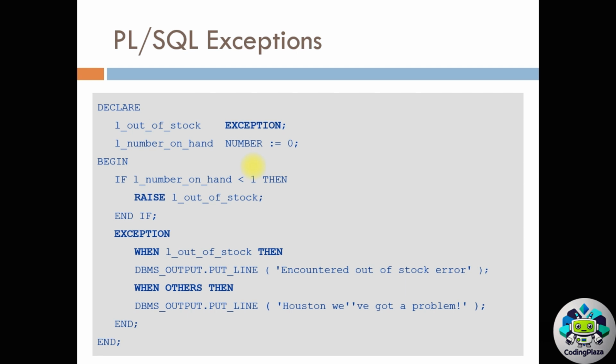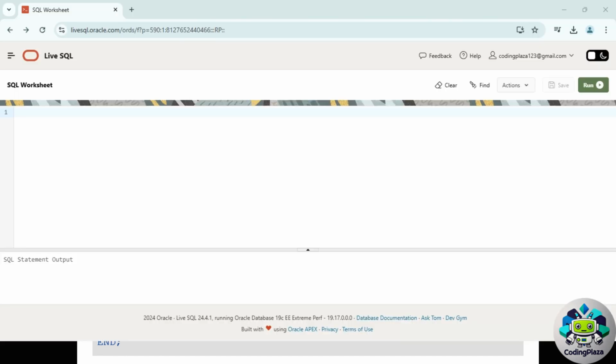Okay. WHEN OTHERS is a pre-built exception handler. Whatever exception you have raised that is not among those you handled, the others handler catches it: 'Houston, we have got a problem.' It means some exception you have raised is not handled in the exception block. So this is the handling of the exception. I have explained it clearly here. Then we'll go to the coding area. See here, I'm going to query a table: select star from the HR schema, HR.employees.